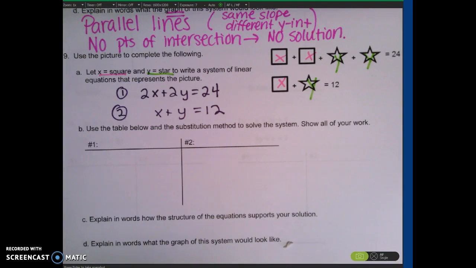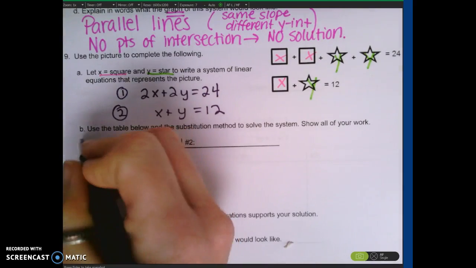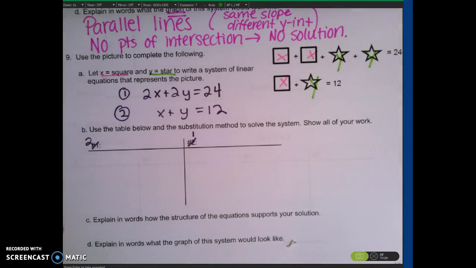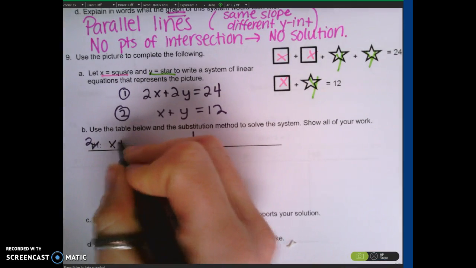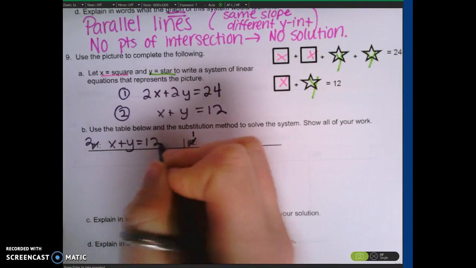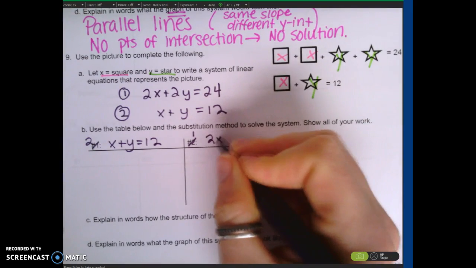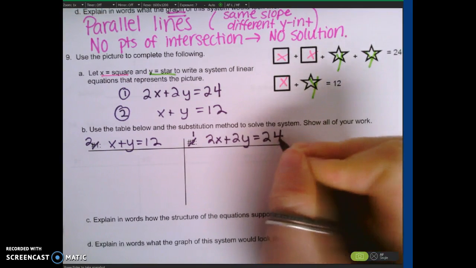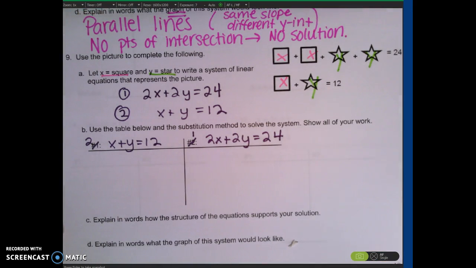system. Looking at my system at equation 1 and equation 2, I notice equation 2 is going to be much more efficient to isolate a variable. So I'm going to cross out this 1, I'm going to put a 2, and I'm going to put a 1 over here. So I stay organized. I'm going to write equation 2 up top, x plus y equals 12, and equation 1 on the other side, because remember, I want to use both of my equations to solve the system.